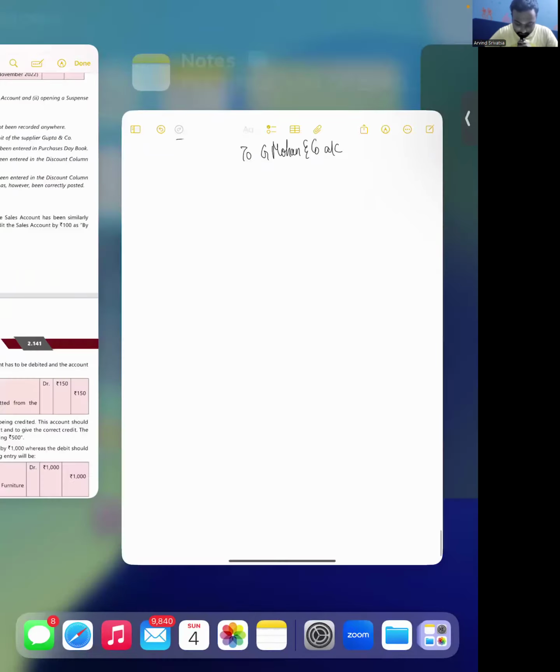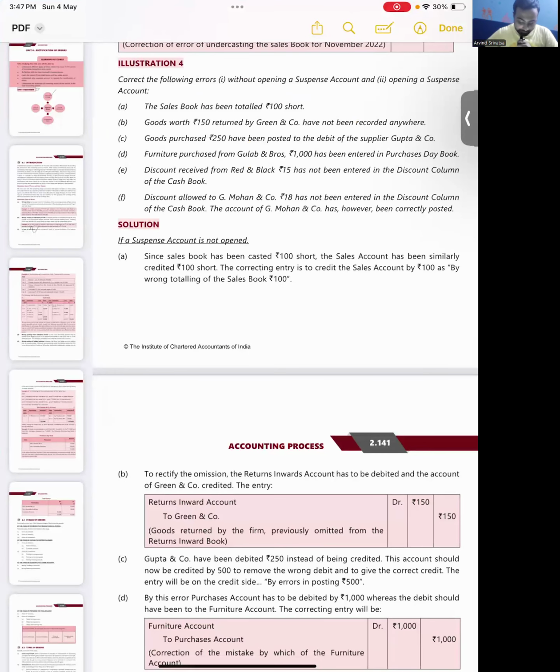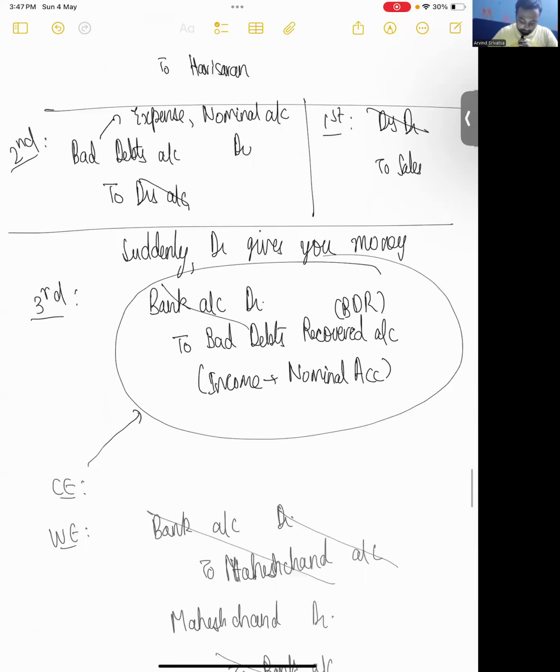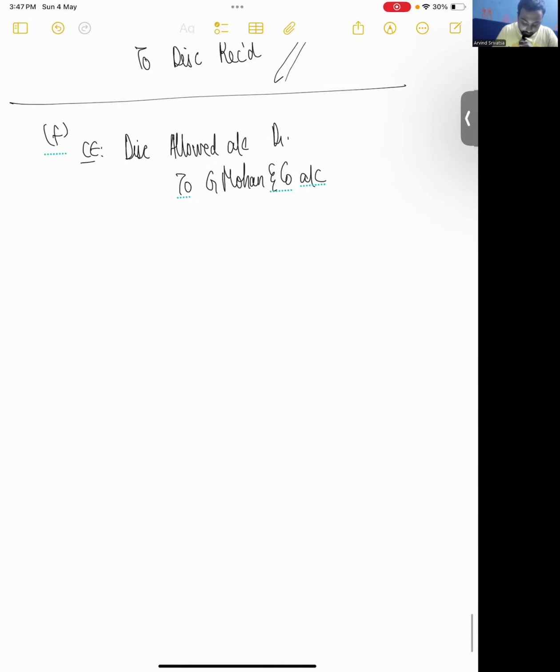So correct entry, discount allowed account debit to G Mohan and Co. account. So what's the amount? 18. What is the wrong entry? They didn't debit anything. They forgot to debit. So they just gave the credit to G Mohan and Co.